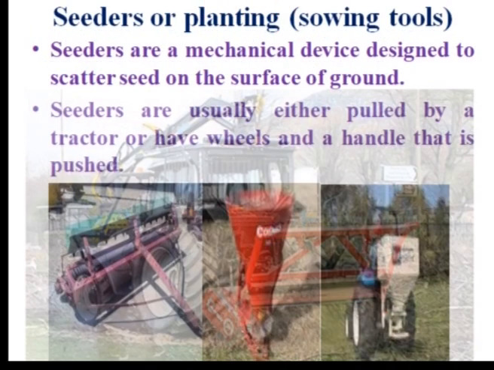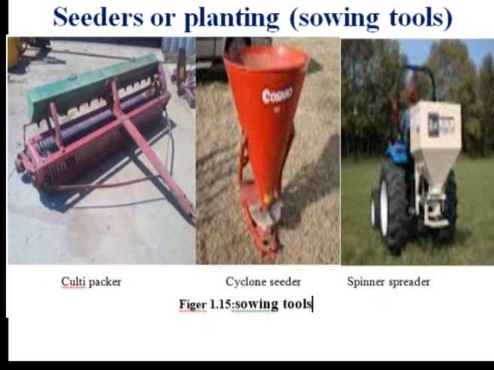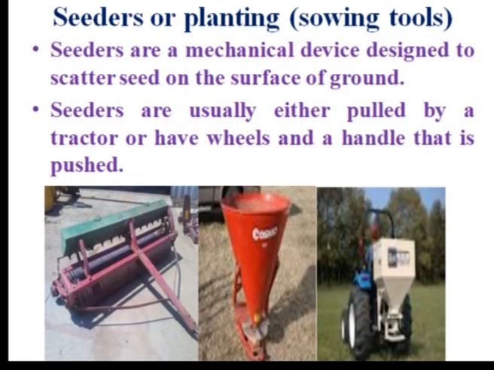The other important tools used for land preparation are seeders or planters, that means sowing tools. Seeders are mechanical devices designed to scatter seed on the surface of the ground. Seeders are usually either pulled by a tractor or a heavy wheel and handle that is pushed.